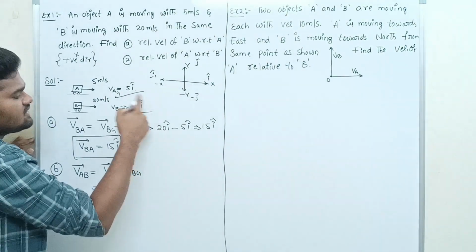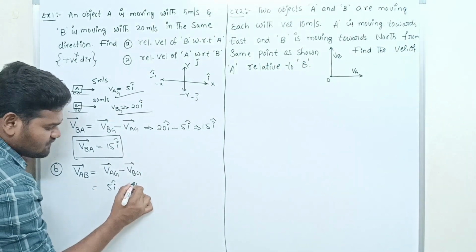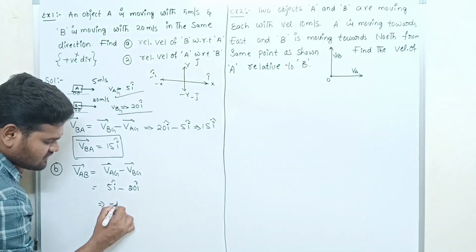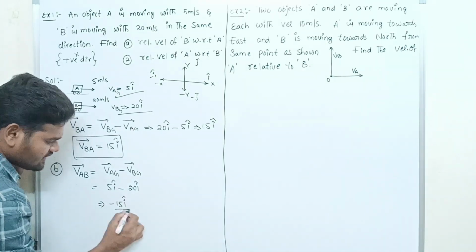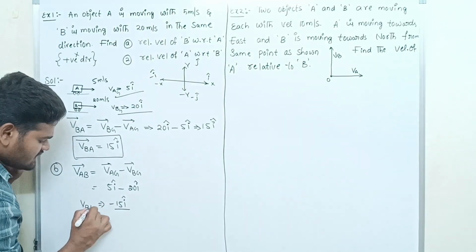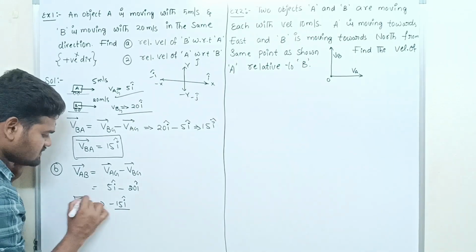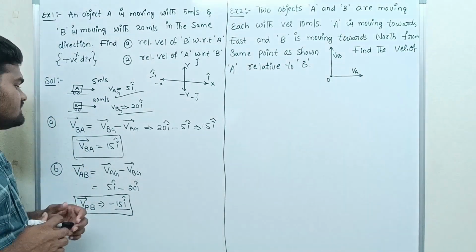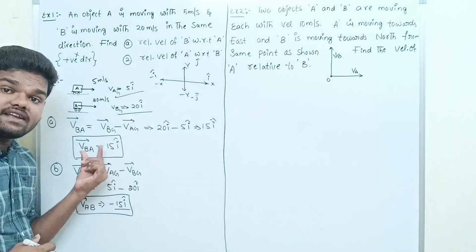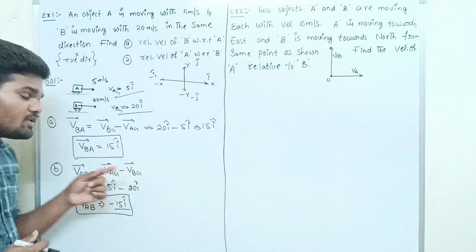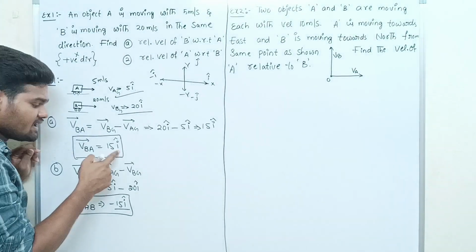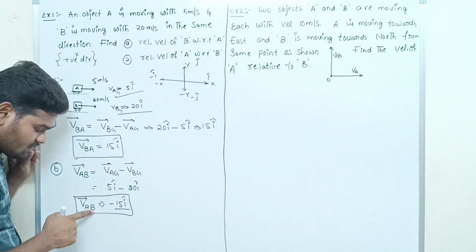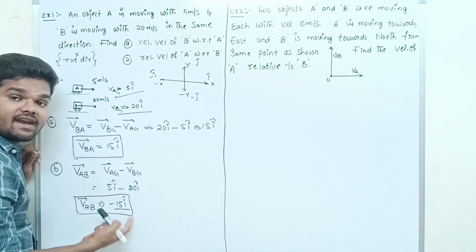VBG is equal to how much? 20 I cap. So 5 minus 20. 5 minus 20 is equal to how much? Minus 15 I cap. So velocity of an object A with respect to B is equal to minus 15 I cap. Okay. So that means here velocity of an object B with respect to A, we got 15 I cap. Here velocity of an object A with respect to B, we got minus 15 I cap.